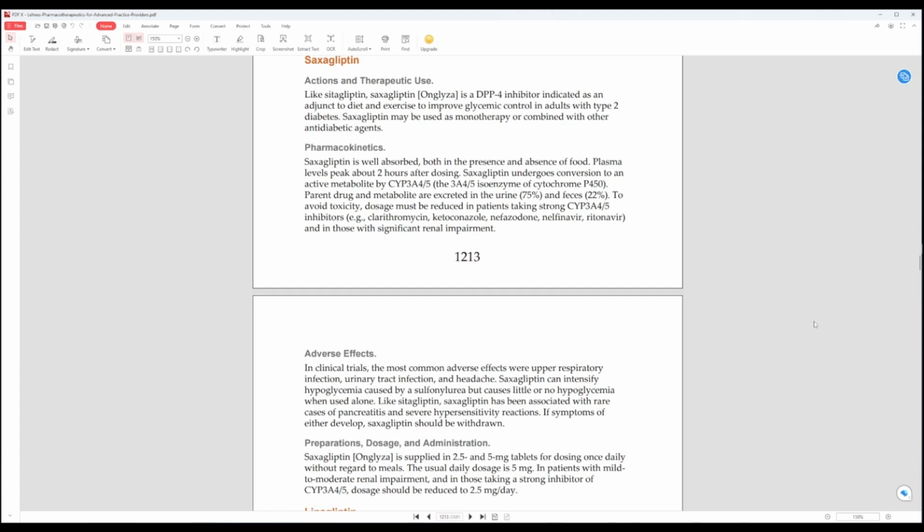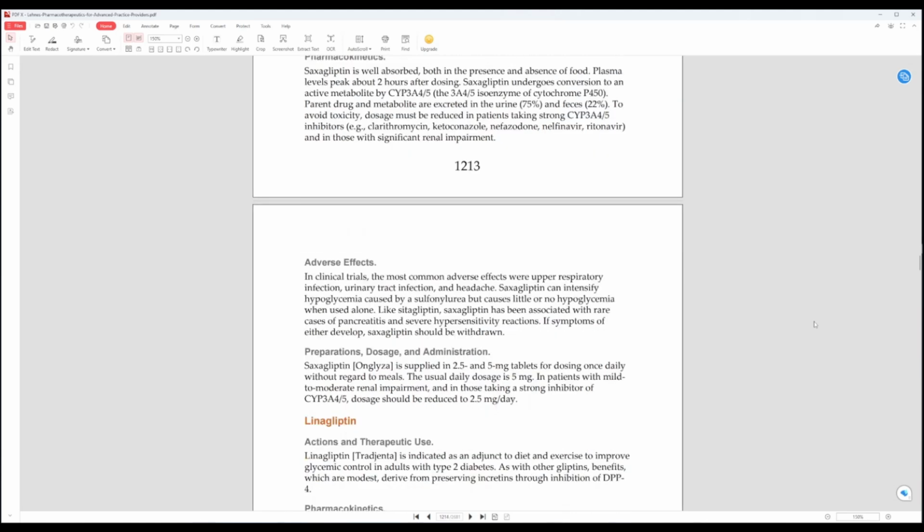Saxagliptin undergoes conversion to an active metabolite by the CYP3A4 and 5 isoenzymes. Parent drug and metabolite are both excreted in the urine and feces. To avoid toxicity, dosage should be reduced in patients taking strong CYP3A4 and 5 inhibitors, and in those with significant renal impairment.